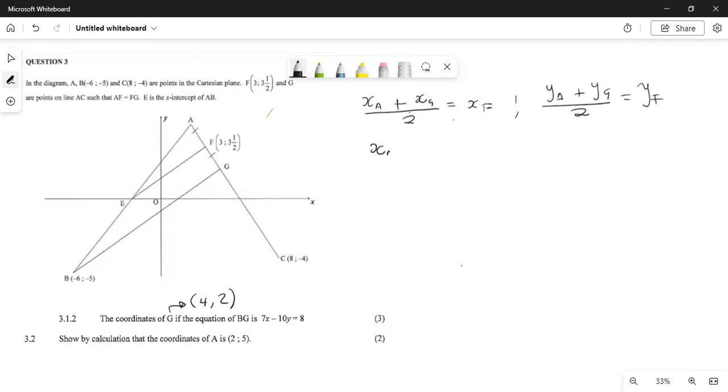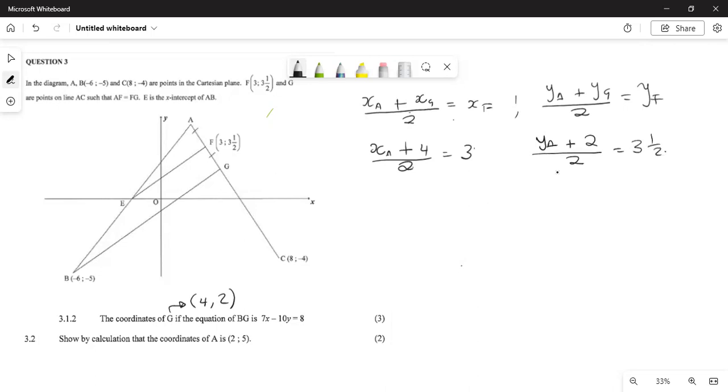So we don't know what XA is. We'll say XA plus 4 over 2, and this must give us the x value, which is 3. And in terms of the y, we can say YA plus 2 over 2, and it must give us 3.5.